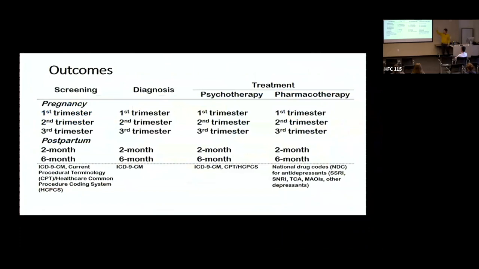And these are the outcomes we examined. We examined 20 different outcomes. For screening, there were five outcomes, measured separately for the first, second, and third trimesters of pregnancy, and 2-month and 6-month postpartum. Likewise, we examined five different diagnosis outcomes. In terms of treatment, we examined psychotherapy, identified using ICD codes and CPT codes. Also, pharmacotherapy, identified using NDC codes.